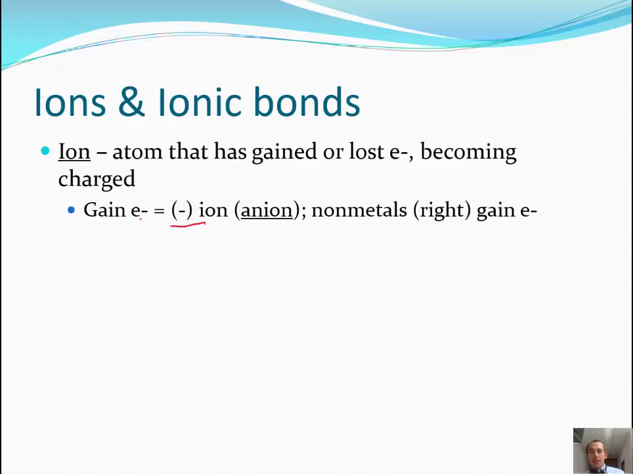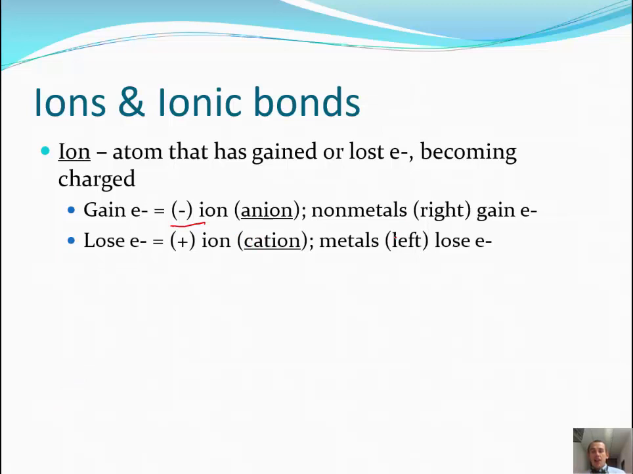So it's a negative ion because it gained a negative, and a negative ion is called an anion. The nonmetals gain electrons. If you lose an electron, you'll have more protons than electrons. That means you'll be positive. A positive ion is called a cation. The metals lose electrons. Okay.